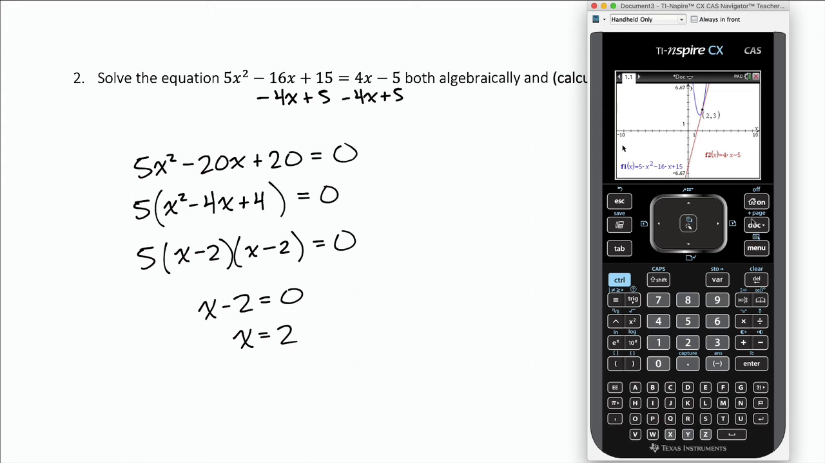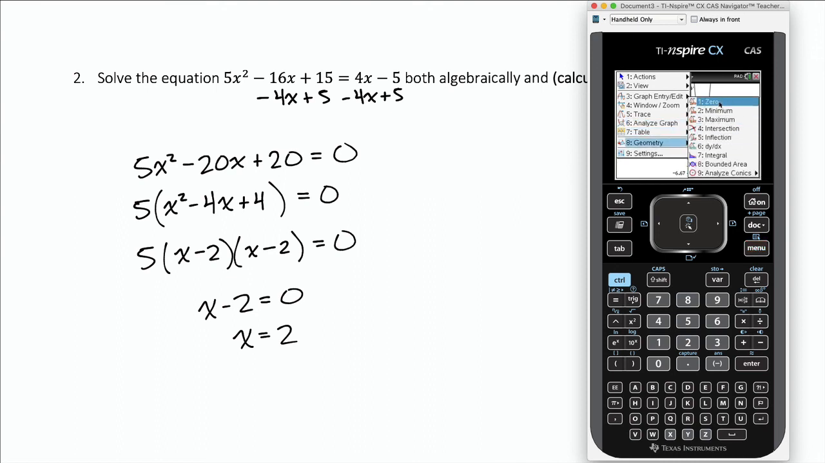The other option is to add a graph, to graph the left side of this equation when we got everything equal to 0. So 5x squared minus 20x plus 20. And then look for the 0 of that function. In other words, the x-intercept. And we can find that by doing Menu, Analyze Graph, and 0.